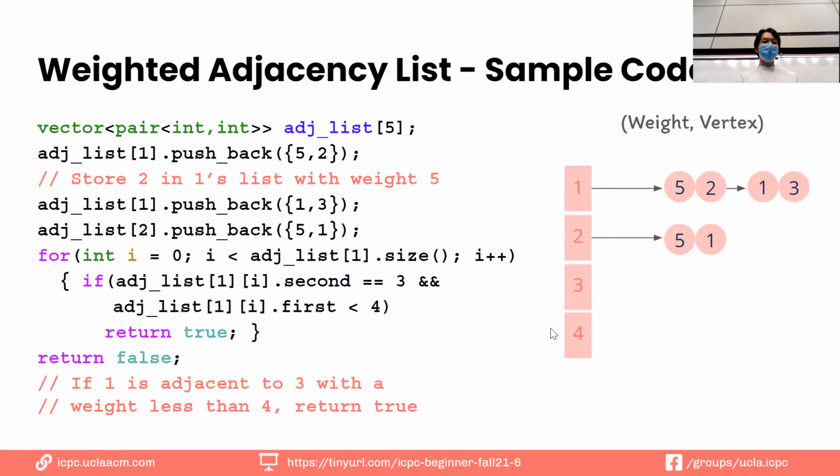Okay. So this is some sample code for how we can create adjacency lists for a weighted graph. We push back both the destination node and the weight of the edge. You can see here, if we want to check if 1 is adjacent to 3 with a weight less than 4, we can do it this way.